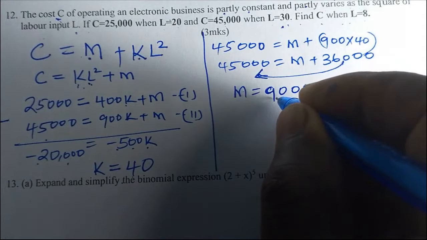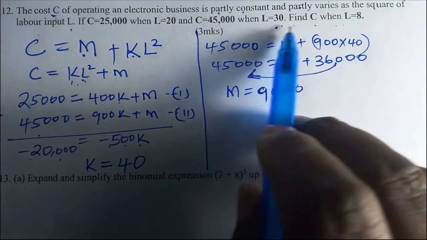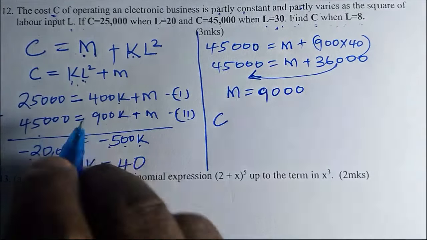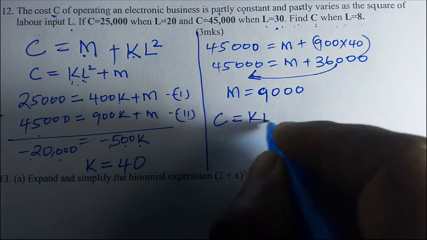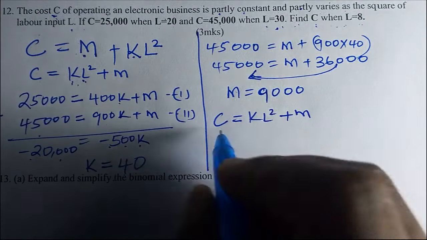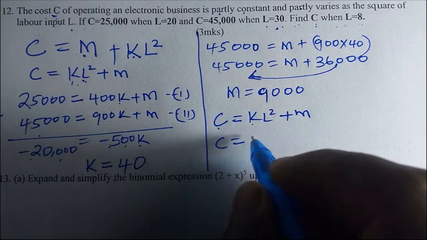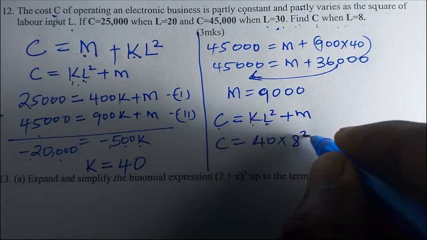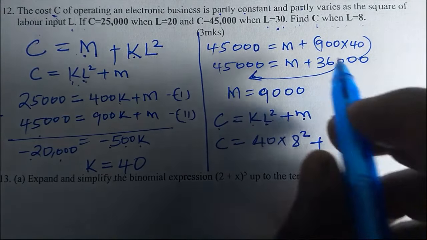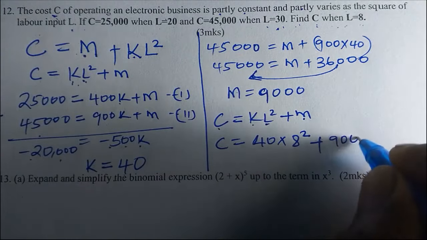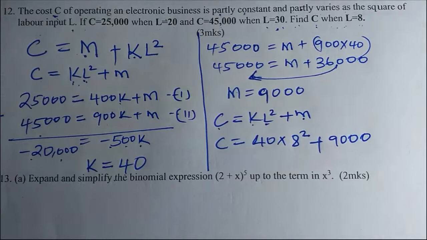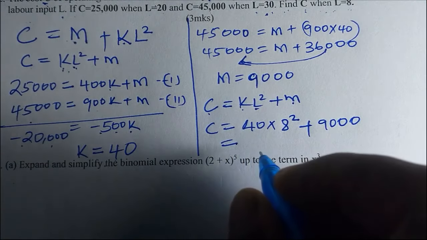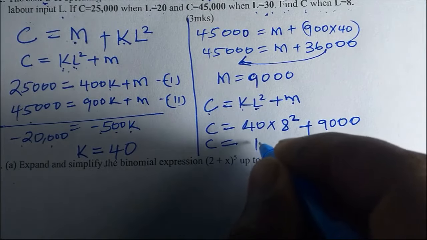Then finally you are asked to find C when L is 8. So C is equal to KL squared plus M. Now we are looking for C, where K is 40 times L is 8 squared, then plus M, and our M is 9,000. Our M is 9,000. Then now the final value of C is equal to 11,560.